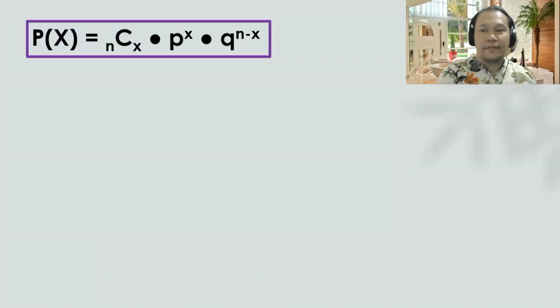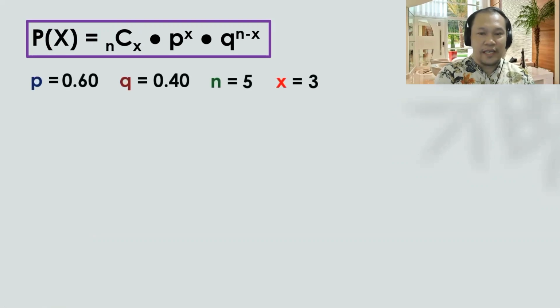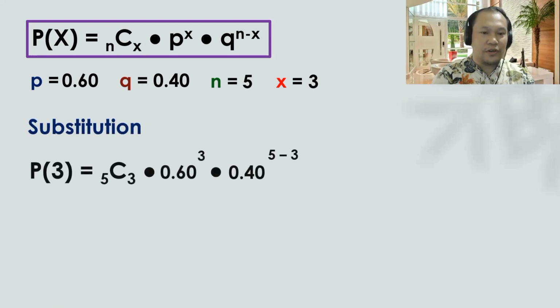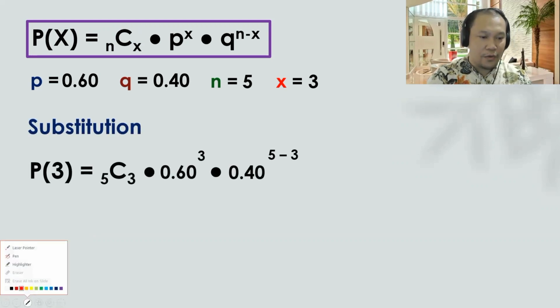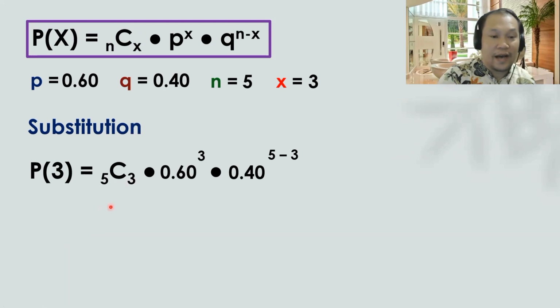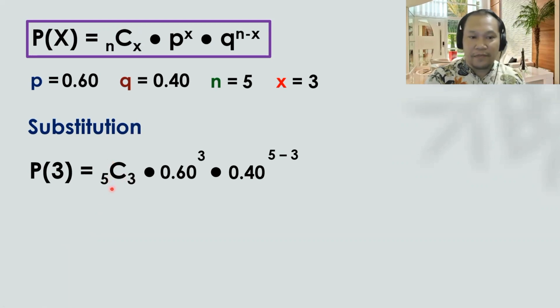Okay, then let's proceed with the substitution. Here are the given values. And then by substitution, we now have these values. We have the combination of 5 taken 3 at a time times 0.60, the probability of success raised to 3, because 3 will be selected, or 3 represents our X. And then we have the probability of failure, 0.40, raised to 5 minus 3.